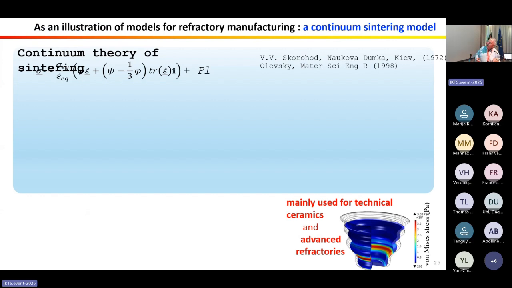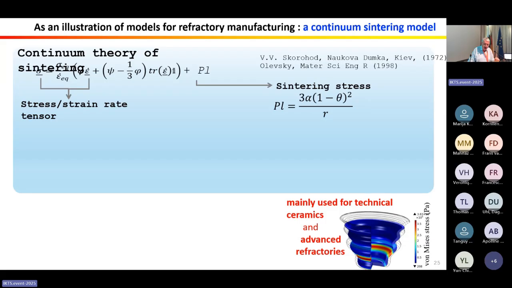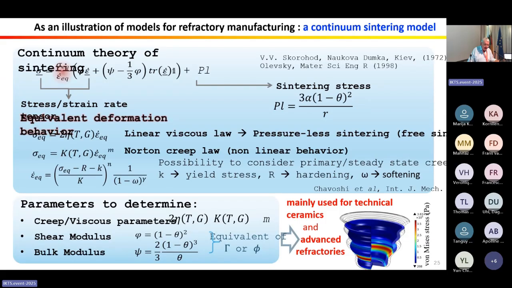The second example concerns sintering and a continuum sintering model. The continuum theory of sintering is very well known with this following equation, which defines the stress-strain rate tensor and the sintering stress. We have an equivalent deformation behavior with the relation between the stress and the strain with a linear viscous law.